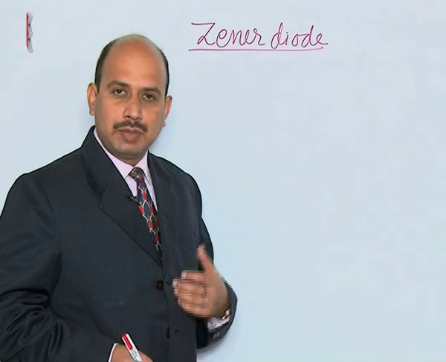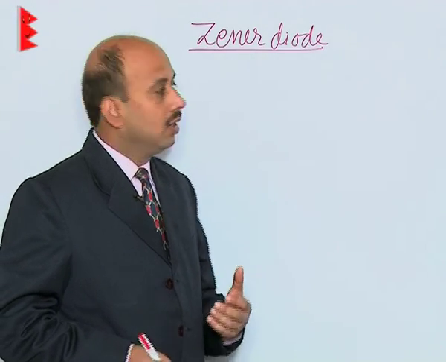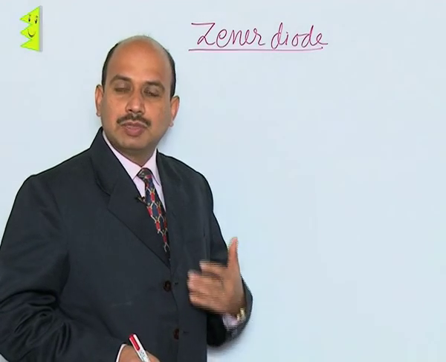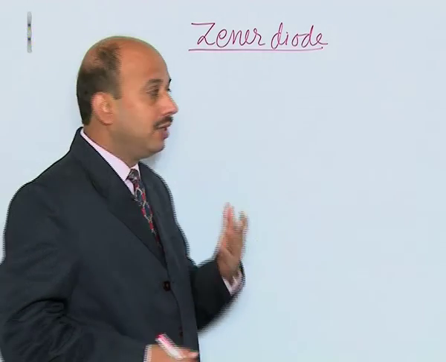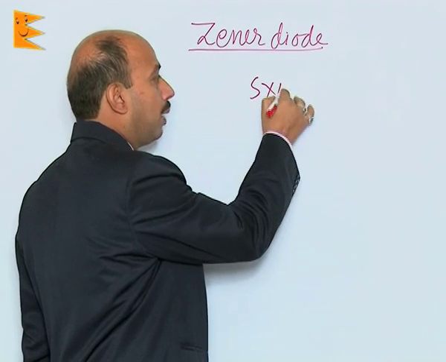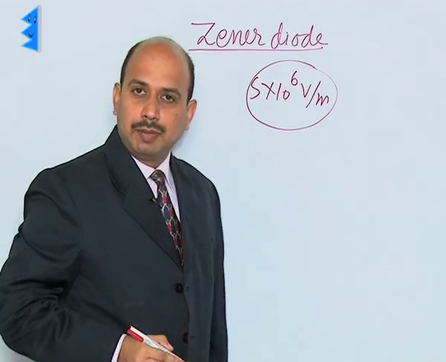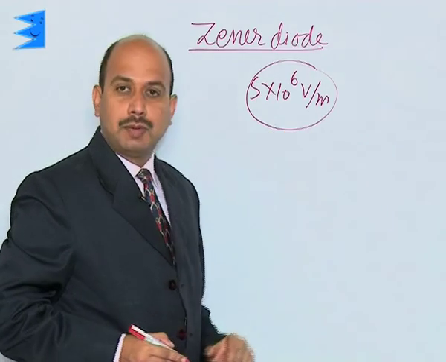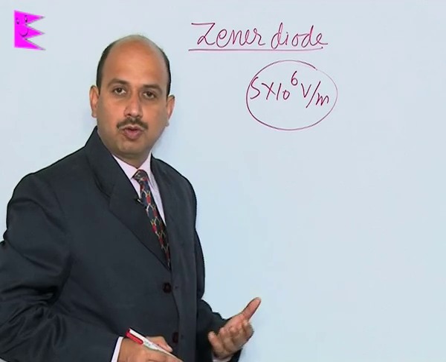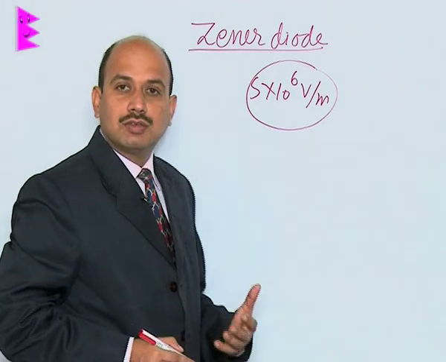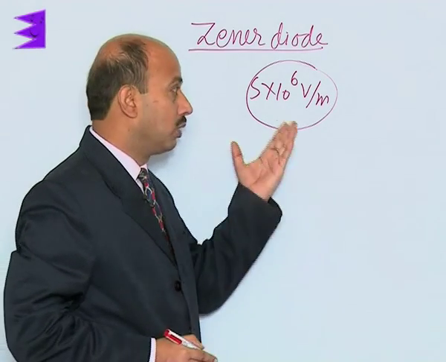Zener diodes are fabricated by heavily doping, and by doping heavily, the depletion region of the junction is made very thin. Because of that, the electric field becomes very high, around 5 into 10 raised to power 6 volt per meter. So, by reducing the width of the depletion layer, a high electric field is developed here due to heavy doping, and that electric field is around 5 into 10 raised to power 6 volt per meter, and the ionization voltage for these atoms which are used for making a p-n junction diode is also around 10 raised to power 6 volt per meter.